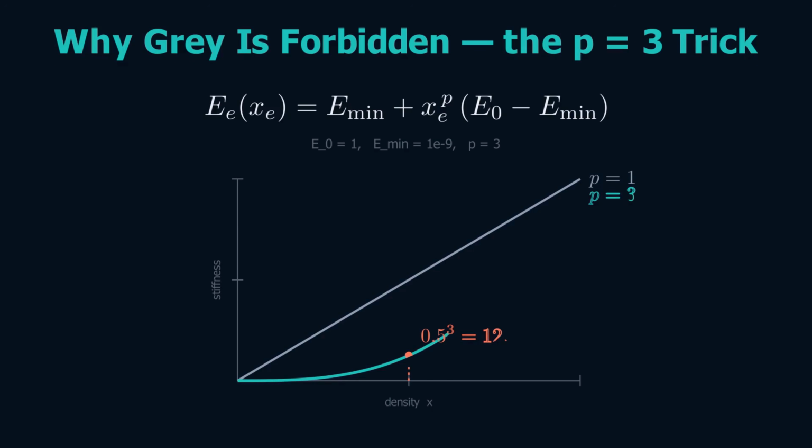So the optimizer discovers on its own that solid or empty is always the better spend. Penalization does not force black and white. It makes black and white the economical choice.